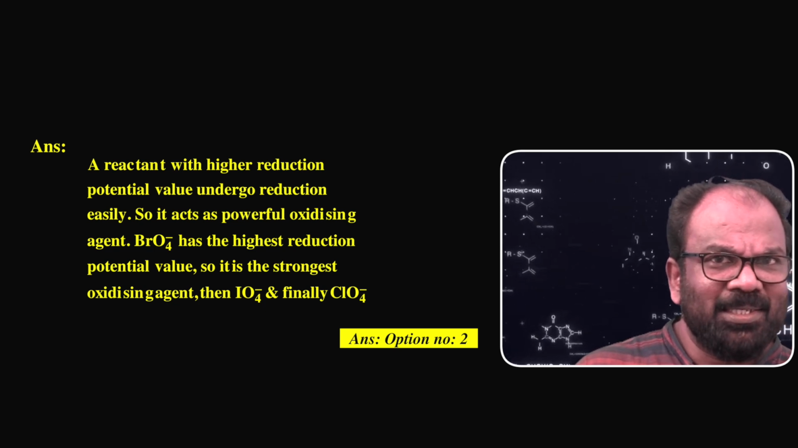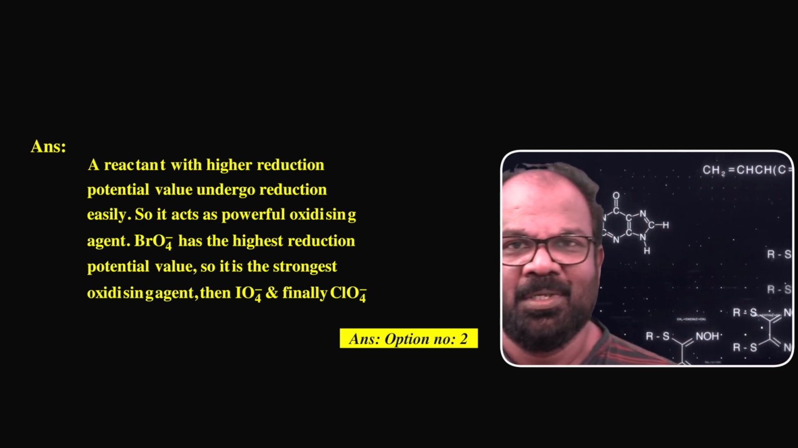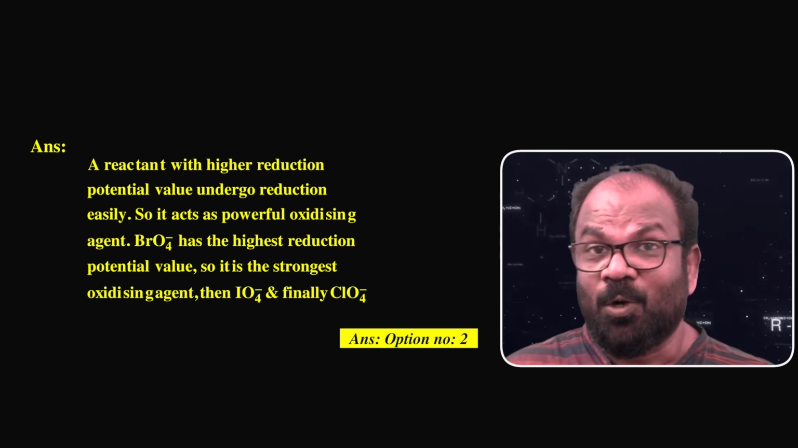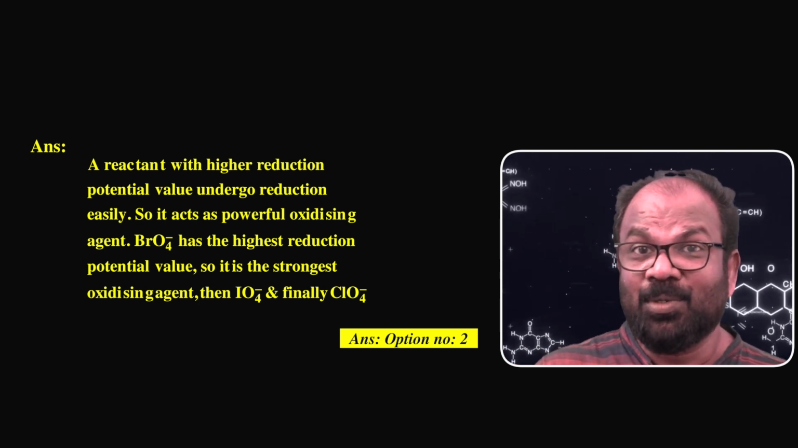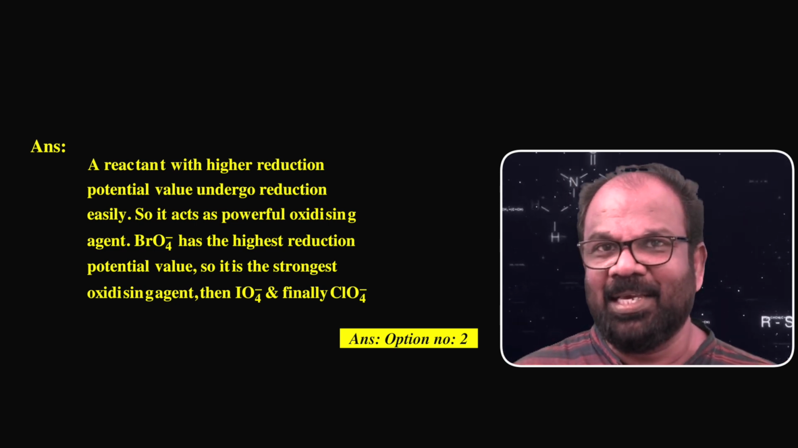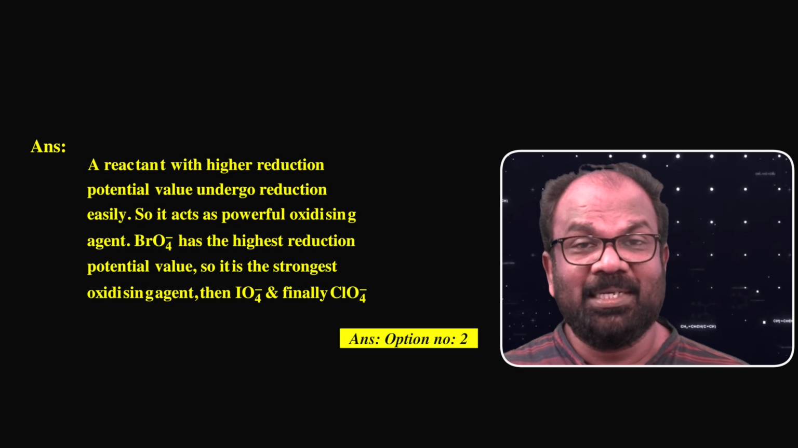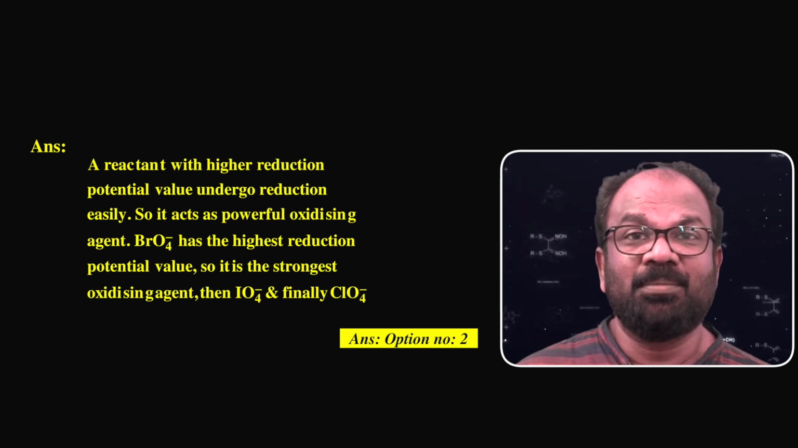We know a reactant with high reduction potential value undergoes reduction easily. So it can act as a strong oxidizing agent. Here in this question, BrO4 minus ion has the highest reduction potential value, so it is the strongest oxidizing agent. And then IO4 minus and then ClO4 minus. So here the answer is option number 2.